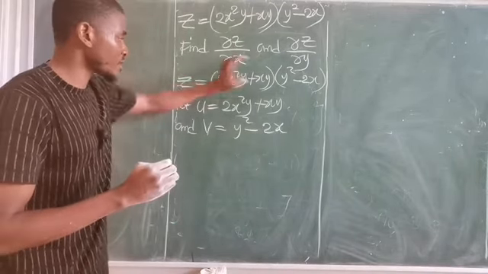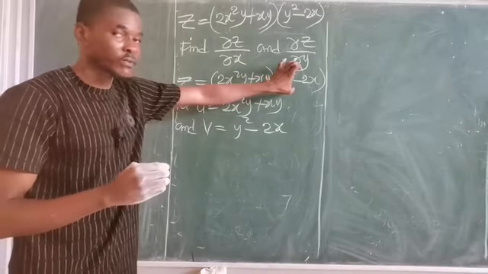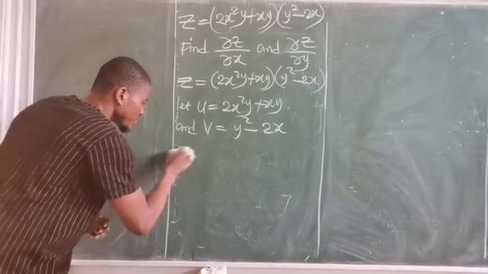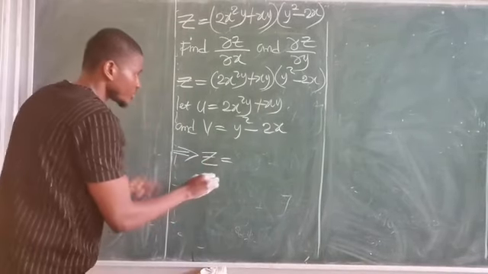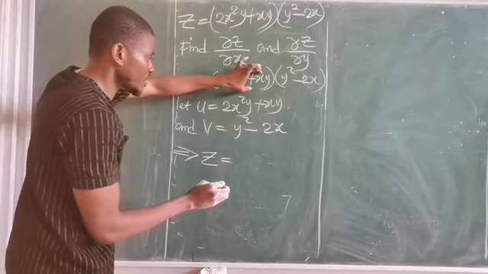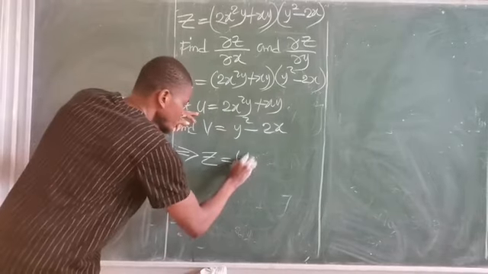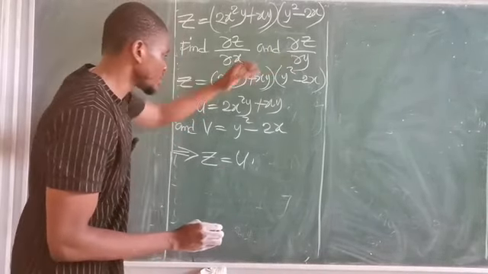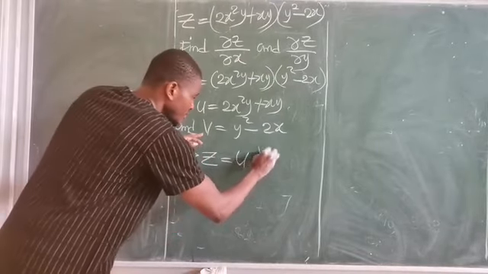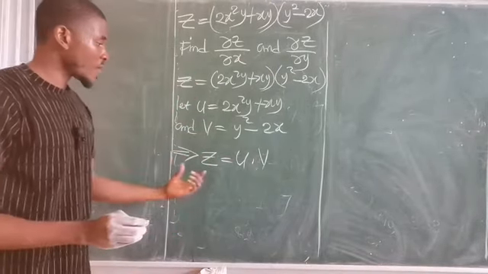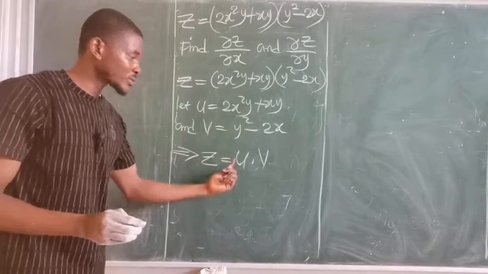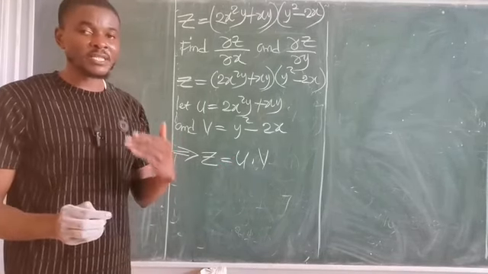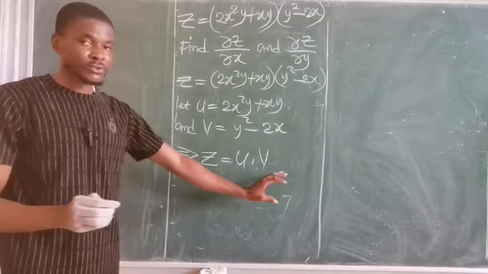I've called the whole of this term u, and I've called the whole of this term simply v. That means z itself is simply u times v. Because this is u times v, I'm going to employ the product rule of partial derivatives to differentiate this function.